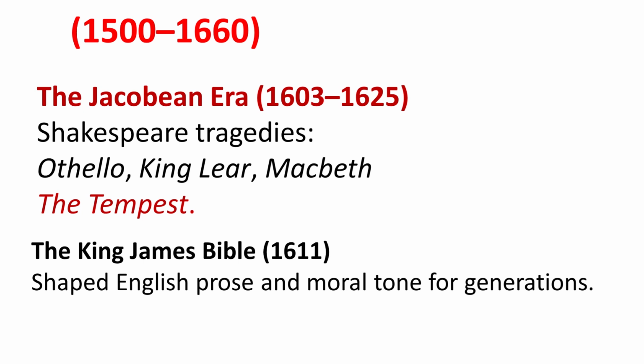The King James Bible, one of the most important literary accomplishments of the Jacobean era, was the King James Version, KJV, of the Bible, completed between 1604 and 1611. This authorized translation was led by King James I himself and became the standard English Bible, shaping the language and prose style of English literature for centuries to come.